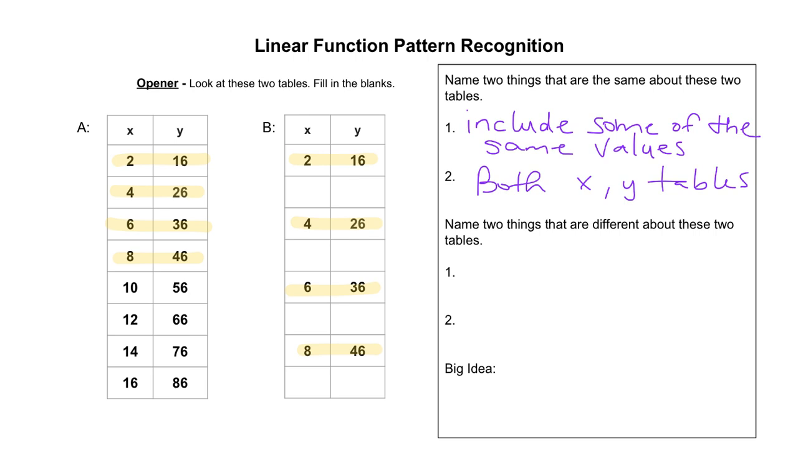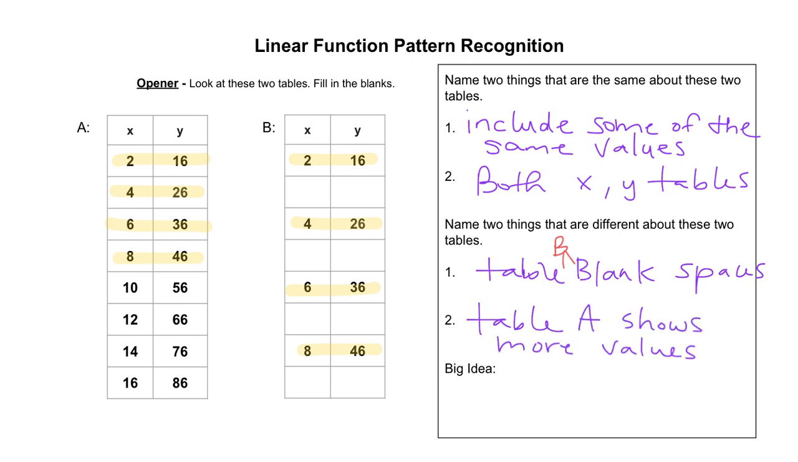Some things that are different: you might say that table B has blank spaces. You might note that table A has more values. It goes to 16, whereas the X values in table B only go to 8 that we can see. Before we talk about the big idea here, we want to talk about the values that are missing from table B. Can we figure that out? What are we looking at?